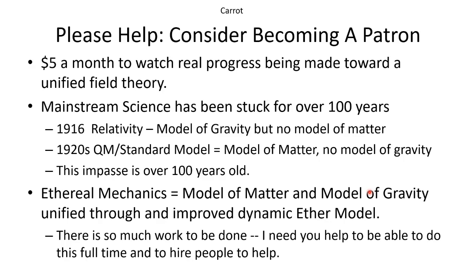Mainstream science has been stuck for over 100 years. General relativity came out in 1916, and quantum mechanics was founded somewhere in the 1920s. Relativity has a model of gravity, but it doesn't have a model of matter. Matter is just a ubiquitous number you pump into the relativity equations. There's no model of matter there. Quantum mechanics and the standard model have a model of matter, but they can't explain where gravity comes from or how matter reacts to gravity. In ethereal mechanics, I have both a model of matter, which you've seen at the beginning, and a model of gravity. And it's unified through an improved model of a dynamic ether.